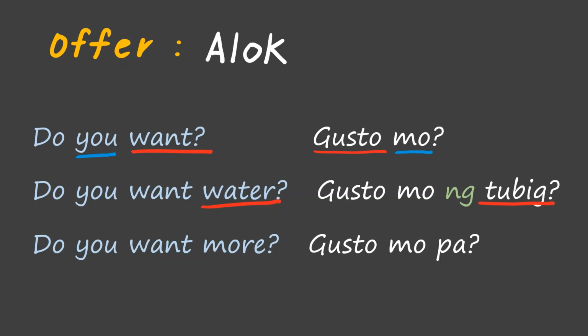Water is tubig. The word ng, which is highlighted in green, is added. In Filipino, we use ng to connect words together. In this case, to connect gusto to the object being offered, which is tubig. You will also find in future lessons that ng has more uses. Let us look at the third sentence. Do you want more? Gusto mo pa? More is pa. Just like ng, you will also find in future lessons that pa has more uses.